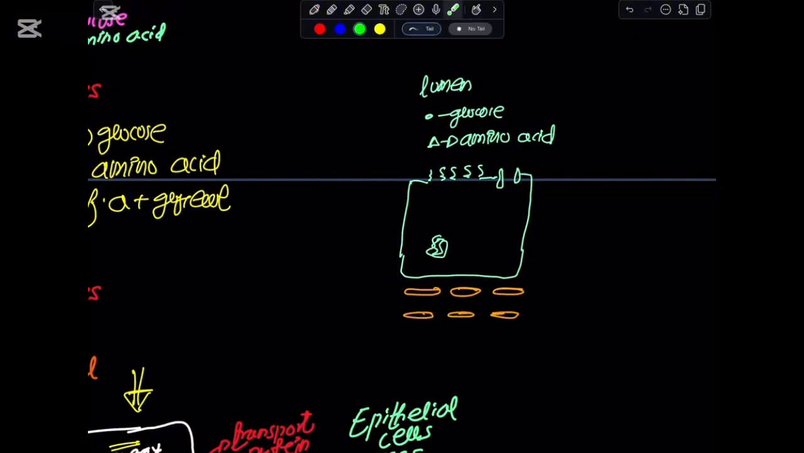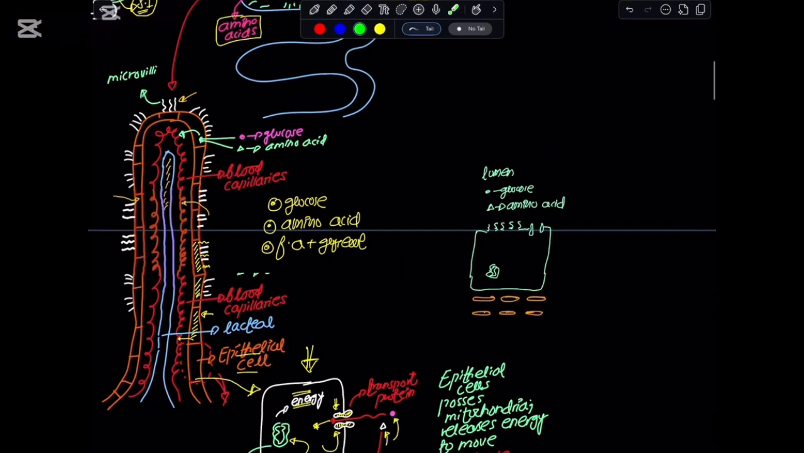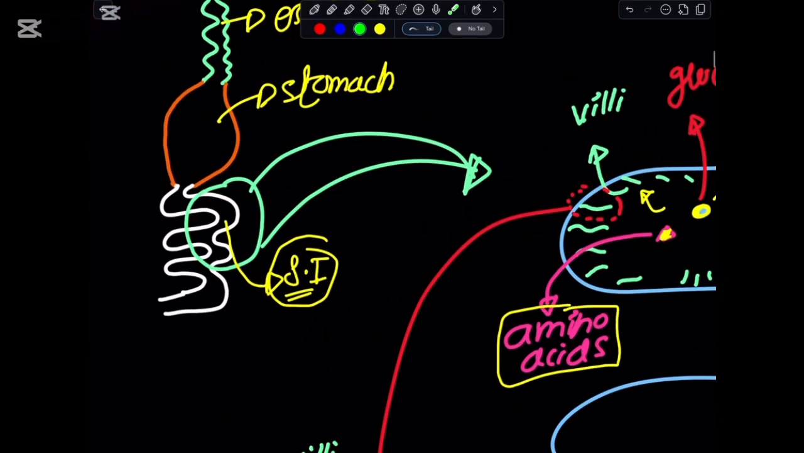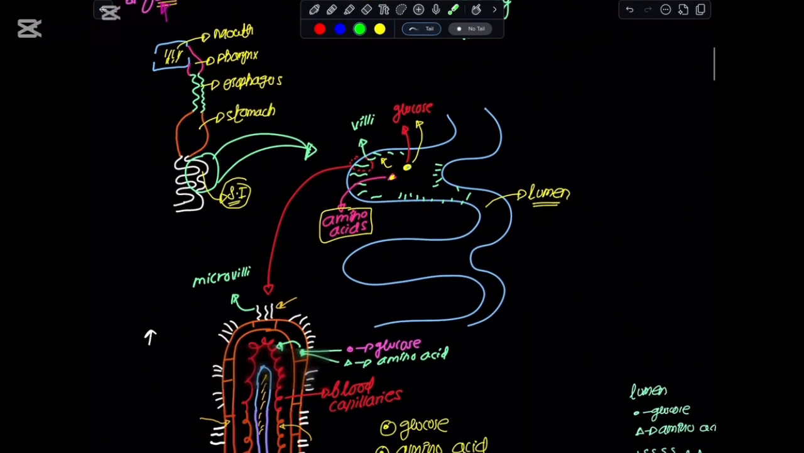The epithelial cells' mitochondria release the energy, and then they move this glucose and amino acid with the help of active transport, where they pass through the transport protein. They came here, and then from here they have moved into the blood capillary. So this is how the absorption of the digested food particles has happened in the small intestine of the alimentary canal with the help of active transport.